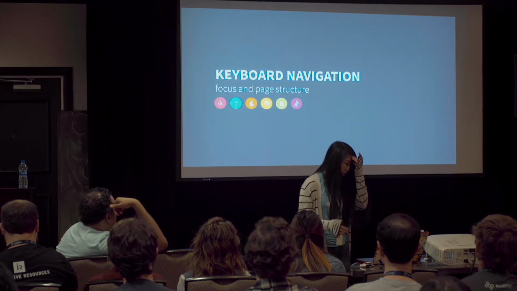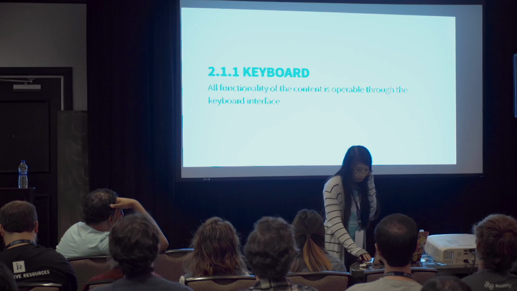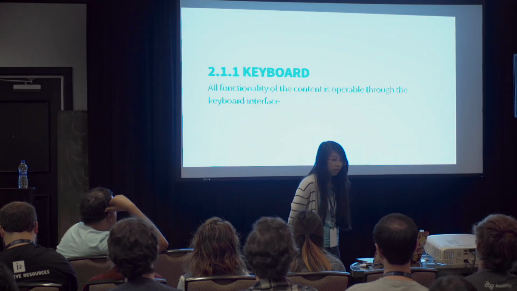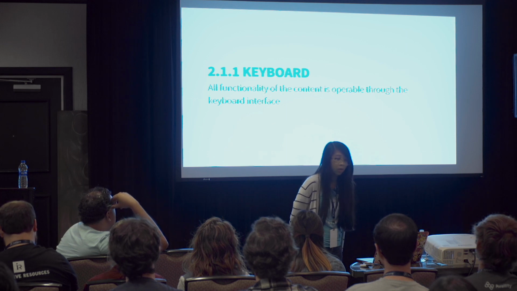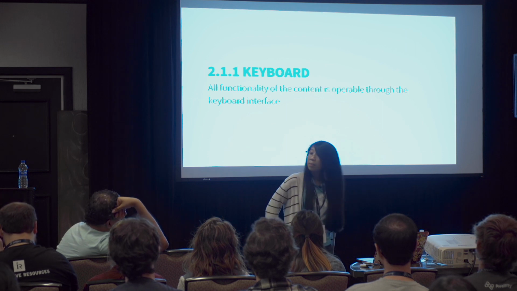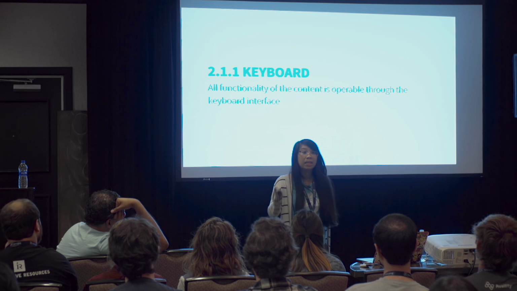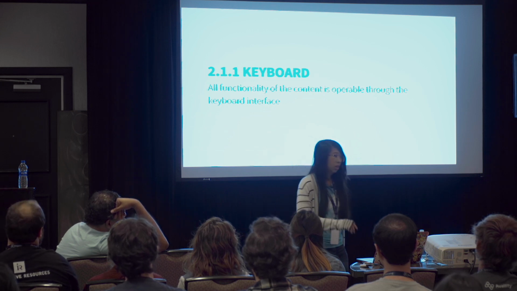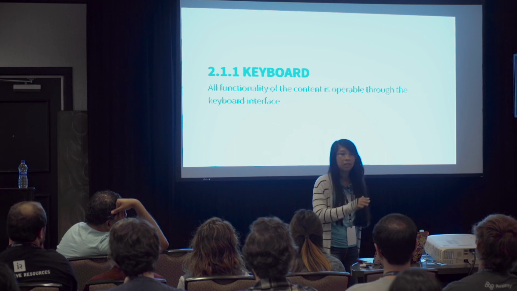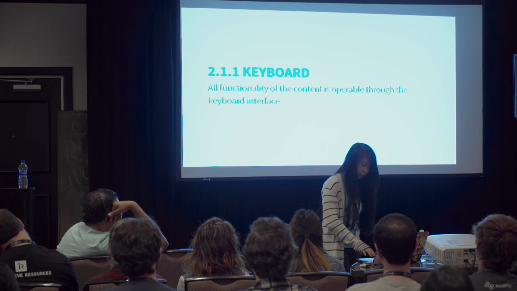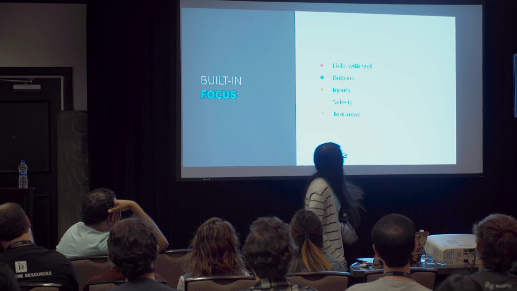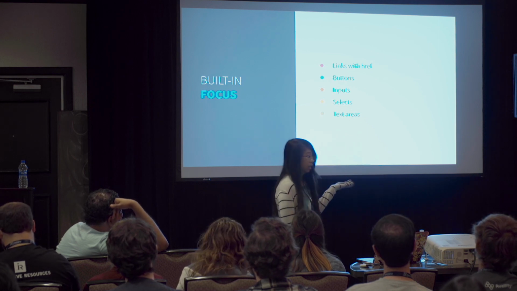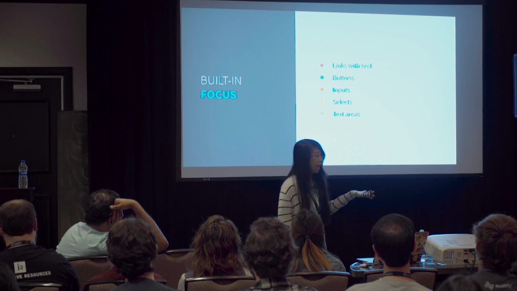So let's look at keyboard navigation. Guideline 2.1.1 keyboard: all functionality of the content is operable through the keyboard interface. That basically means we want to make sure that everything can be tabbed into, but only items that are interactive. So text, you don't have to be able to tab into it. You don't need to add a tabindex. So again, with semantic HTML, you have some nice freebies here. You get built-in focus. You don't have to add that.